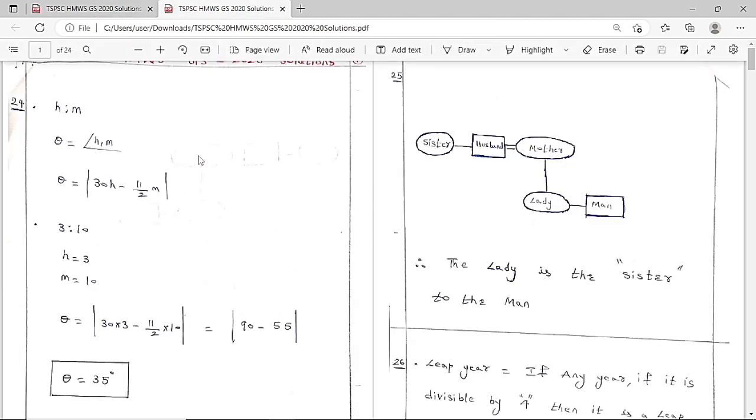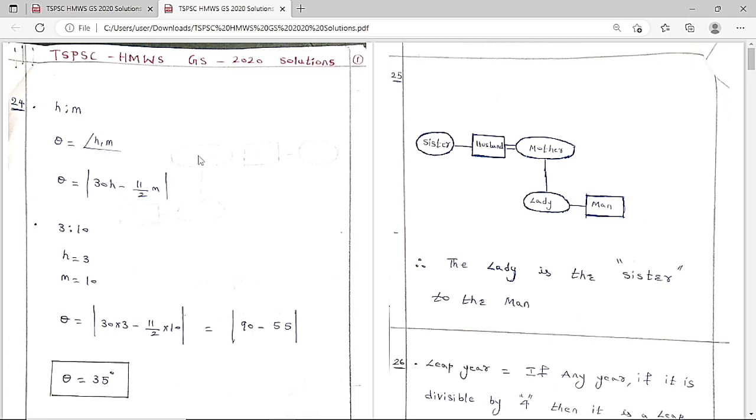Let me tell you the formula first. H is called the hour and M is called the minute. So this is the standard notation, always keep it in your mind. H is the hour hand and M is the minute hand. Theta is the phase angle between the hour hand and the minute hand. So what is the value of theta?